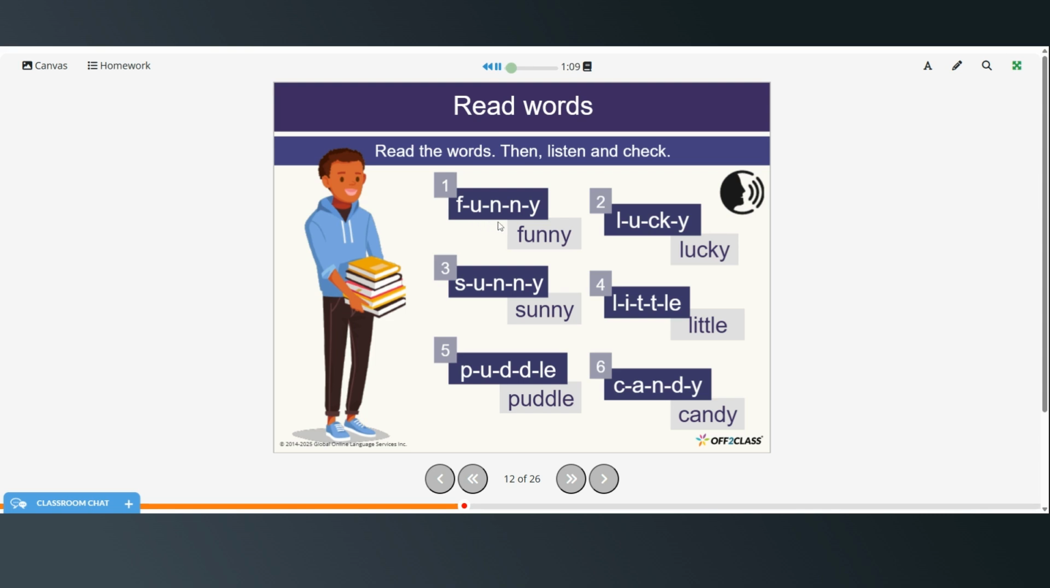f, n, n, e, funny. o, k, e, lucky. s, n, n, e, sunny. o, I, t, t, o, little. d, o, puddle. k, a, n, d, e, candy.